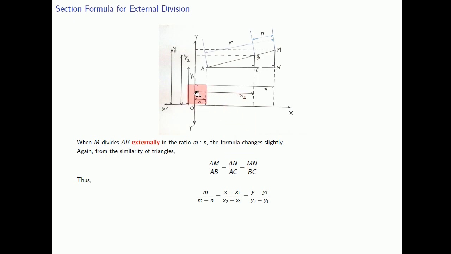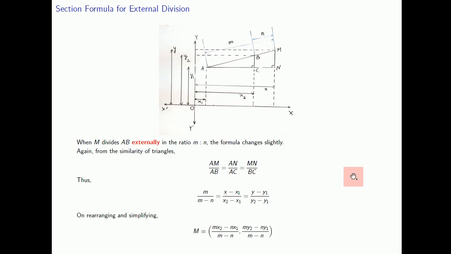Now for AN, it is easy to get. AN will be x minus x1. AC will be x2 minus x1. Then MN will be y minus y1, and BC will be y2 minus y1.